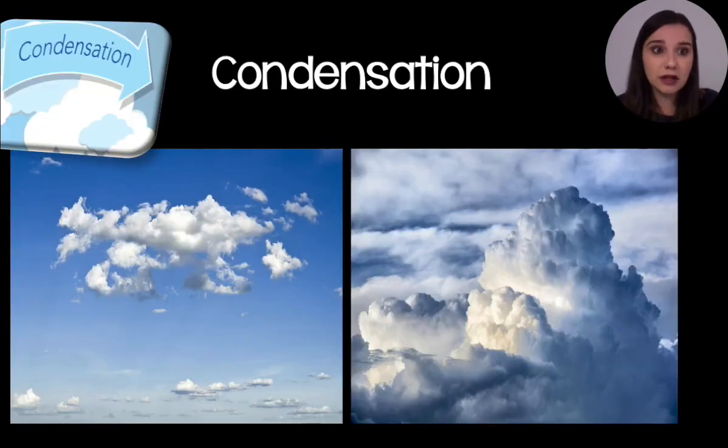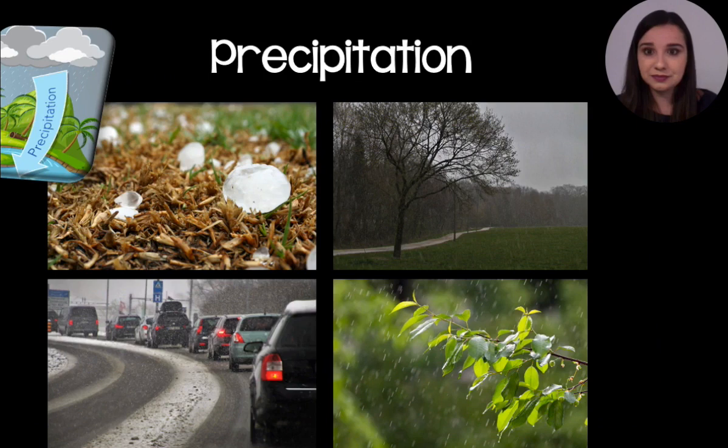Once those water molecules cool down, they condense, and that part of the water cycle is called condensation. That's where clouds are formed. The water molecules cool together and form clouds. After the clouds become heavy and they can no longer hold the water molecules that are inside of them, they have to release the water. That's called precipitation.